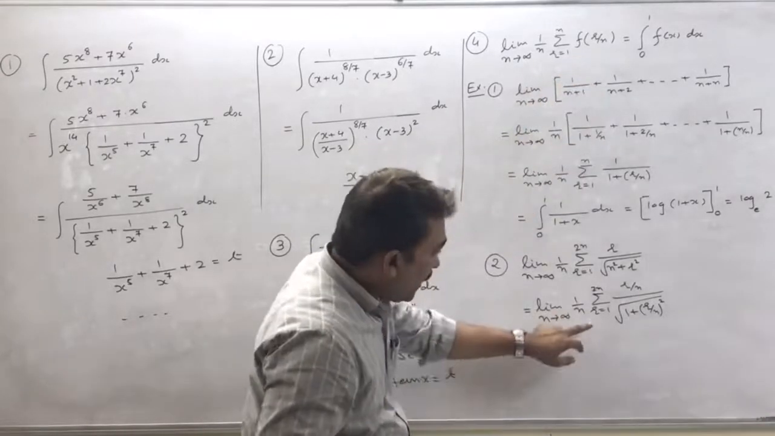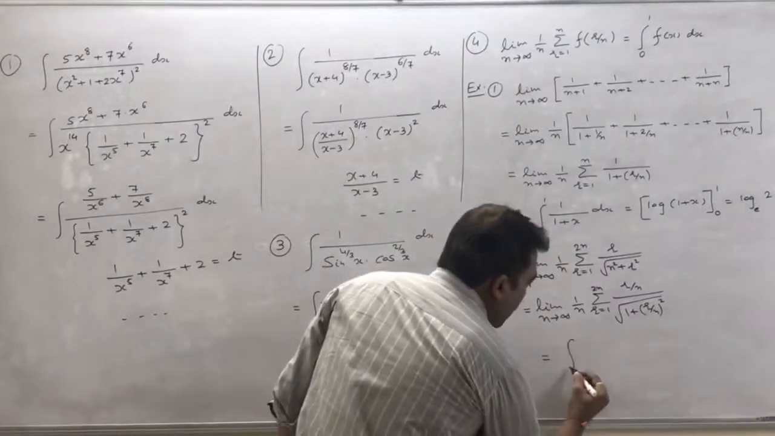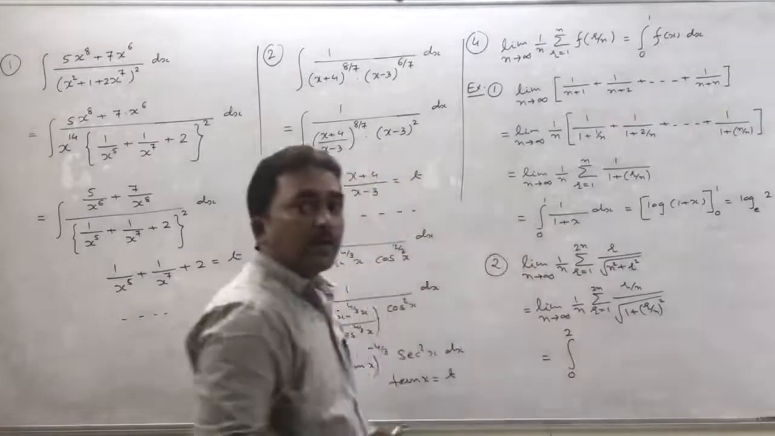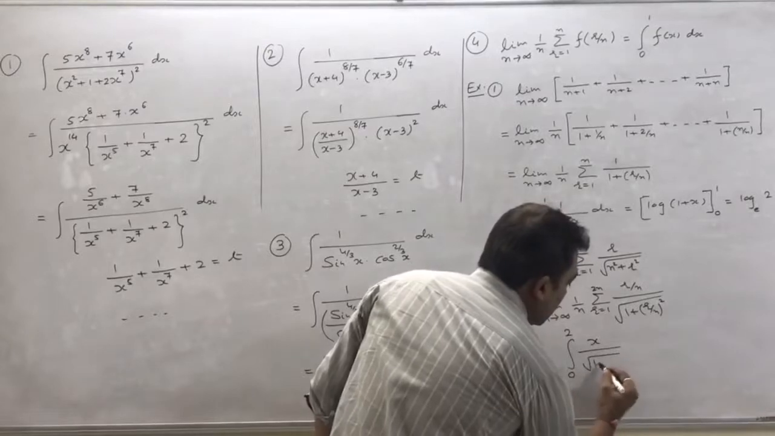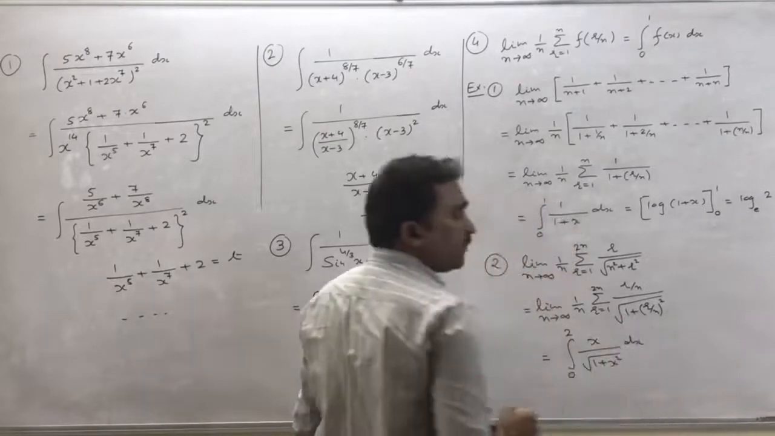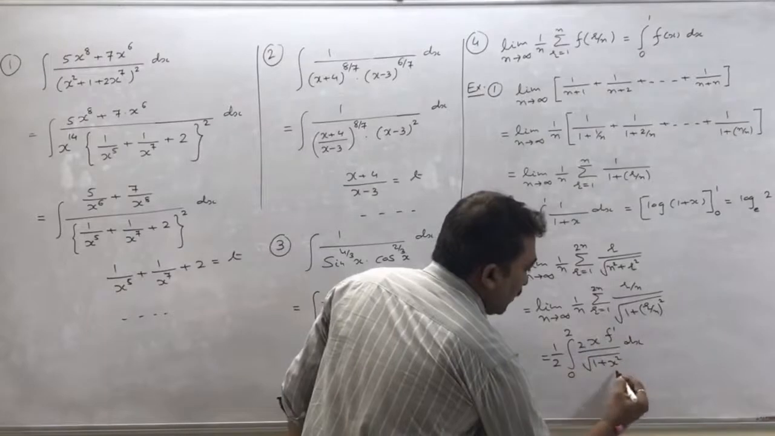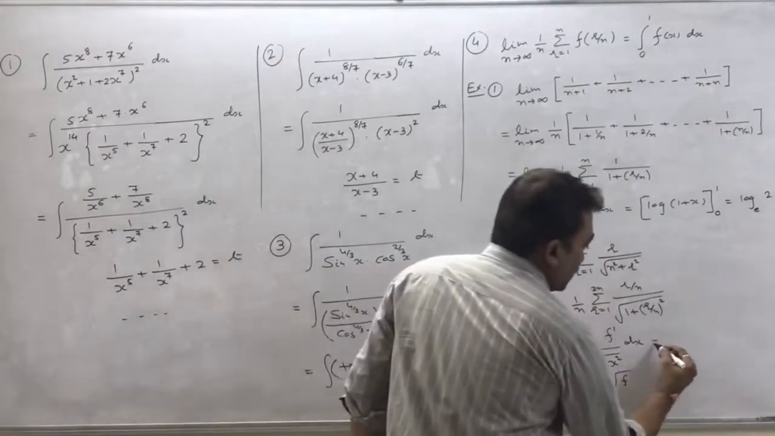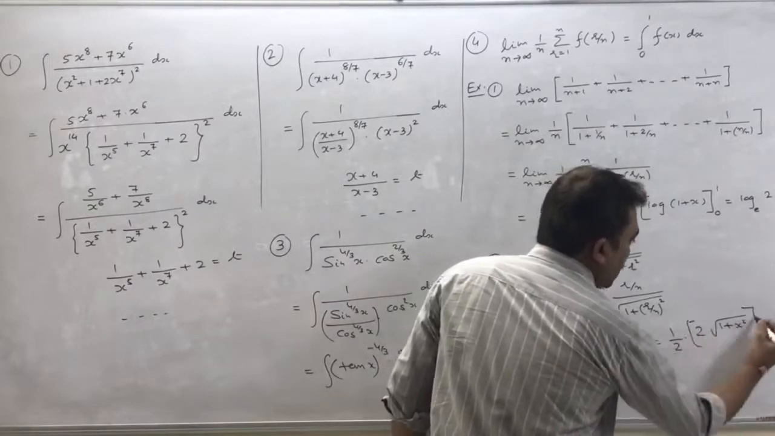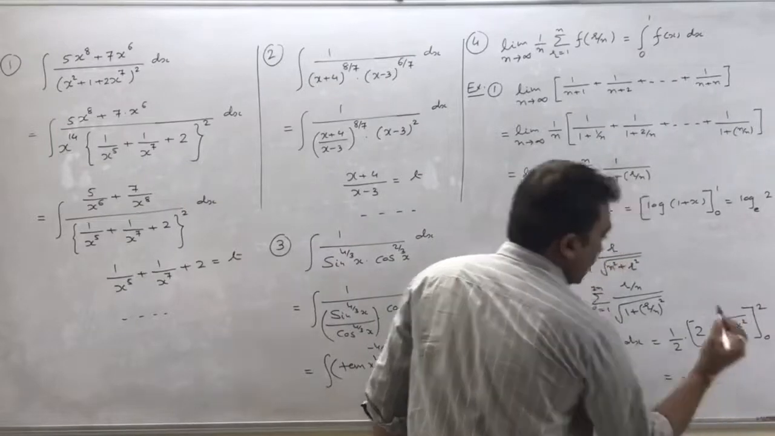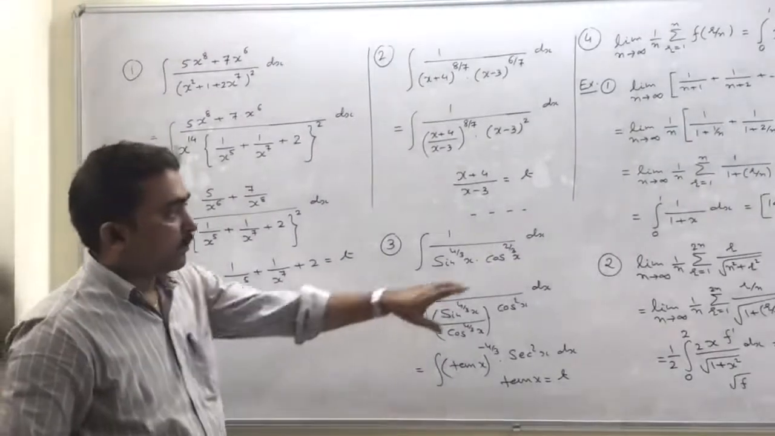But here it is 1 to 2n. Therefore here we have to change only one value. Instead of integral 0 to 1, here we have to take integral 0 to 2 of x upon root 1 plus x square dx, and then multiply and divide with 2. It is of the form f dash upon root f. It is 1 by 2 times 2 root f(x), from 0 to 2, and so on. You get it. Answer is root 5 minus 1.